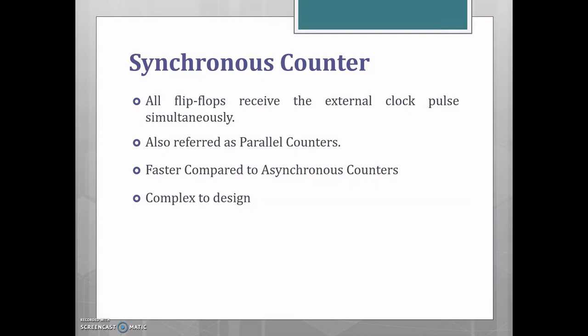In an asynchronous counter, the flip-flop holding the LSB will receive the external clock, whereas all the other flip-flops receive the clock from the previous flip-flop. And the synchronous counters are complex to design.